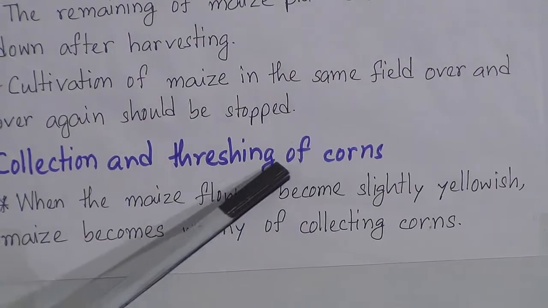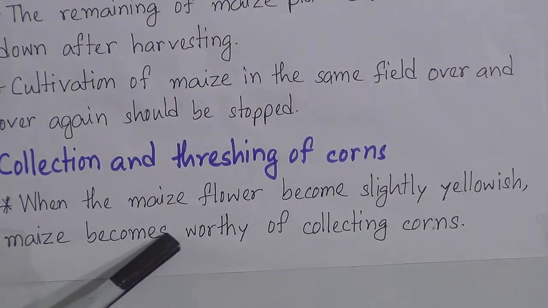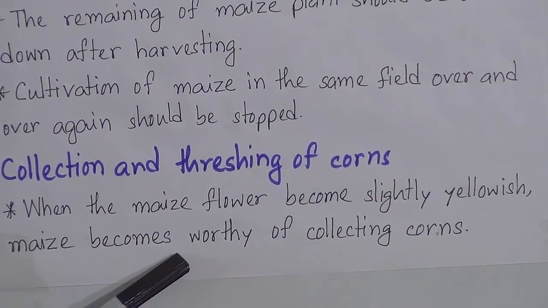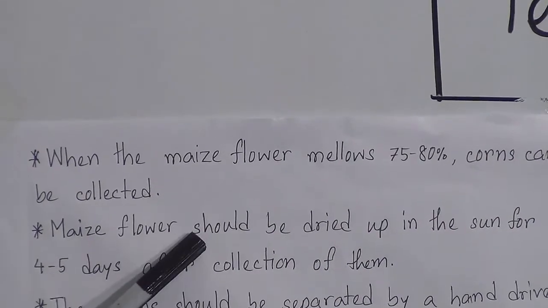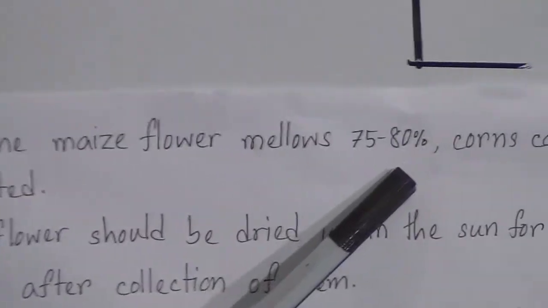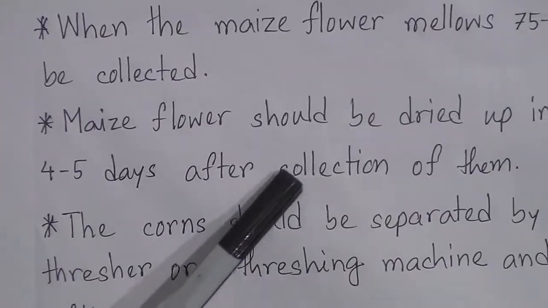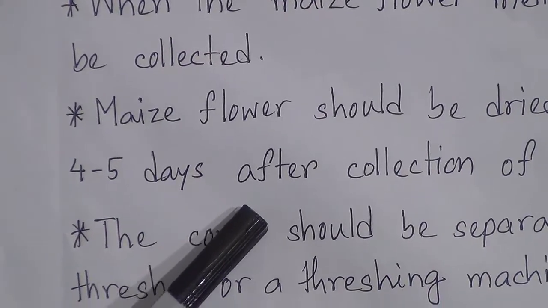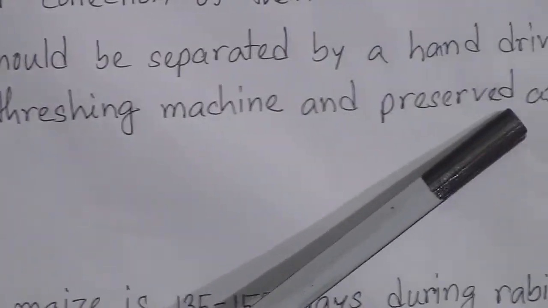Now the collection and threshing of corns. When the maize flower becomes slightly yellowish, maize becomes worthy of collecting corn. So when the plants become yellowish in color, we will know that it is time to collect the corns. And when the maize flower mellows 70 to 80%, corns can be collected. What will you do after? Maize flower should be dried up in the sun for 4 to 5 days after collection. The corn should be separated by a hand driven thresher or a threshing machine and preserved after sifting.